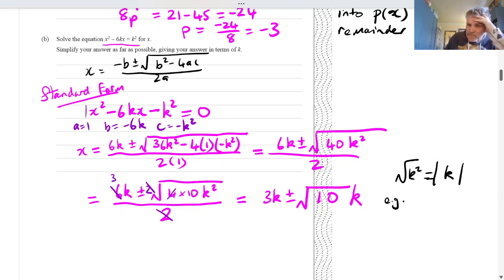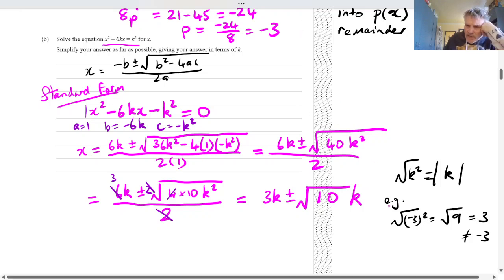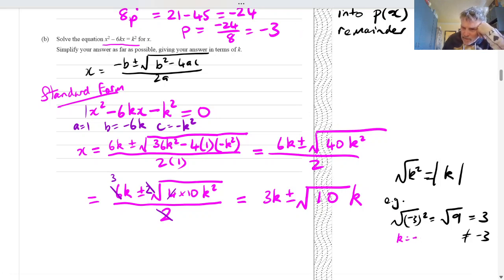Let's just show you an example. The square root of (-3) squared, which is the square root of 9, is equal to 3, and that's not equal to -3. So if we had k equal to -3, we don't get -3 over here. It doesn't matter on this particular question, but it will come up at other points.